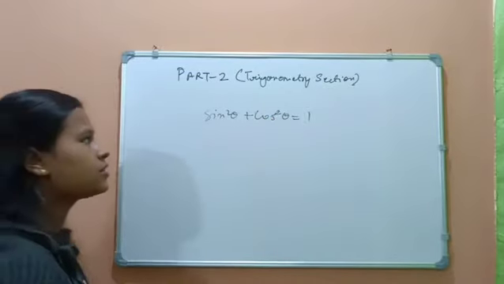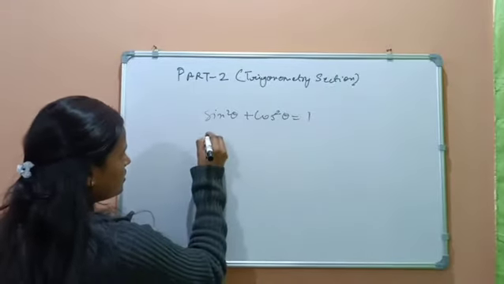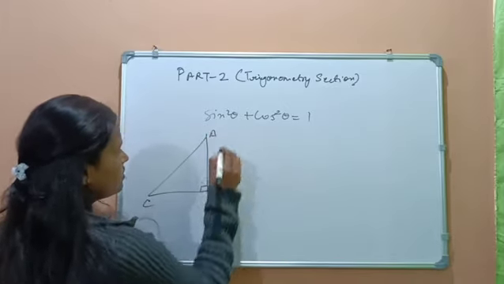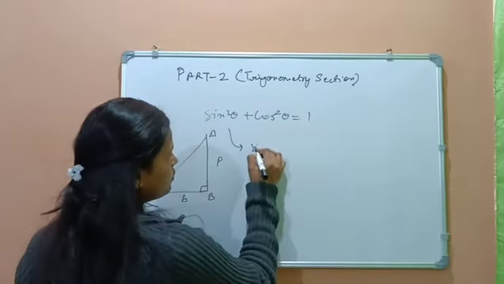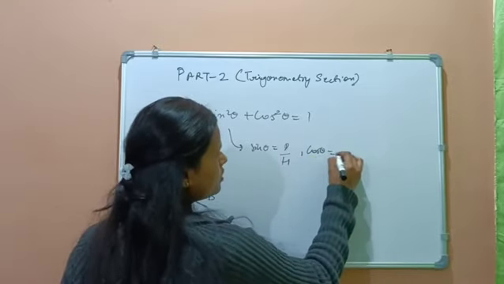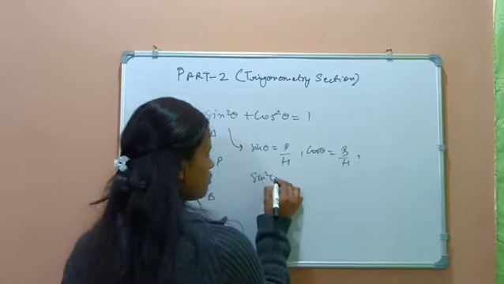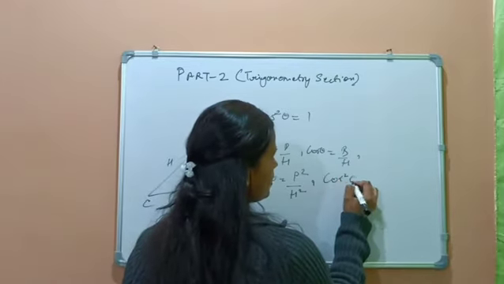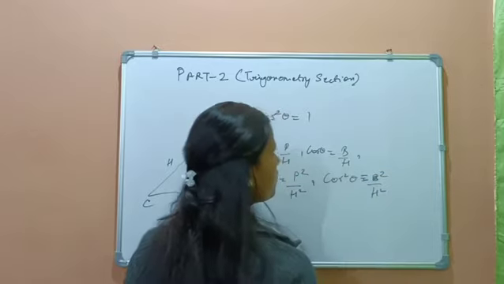Everyone says so, but why is sine squared theta plus cos squared theta 1? So this proof is very simple. Consider the right angle triangle, perpendicular, base, hypotenuse. Sine theta is what? Sine theta is perpendicular upon hypotenuse. Cos theta is what? Base upon hypotenuse. Okay. Squaring both the sides. Sine square theta becomes perpendicular square upon hypotenuse square, and cos square theta becomes base square upon hypotenuse square. Clear?